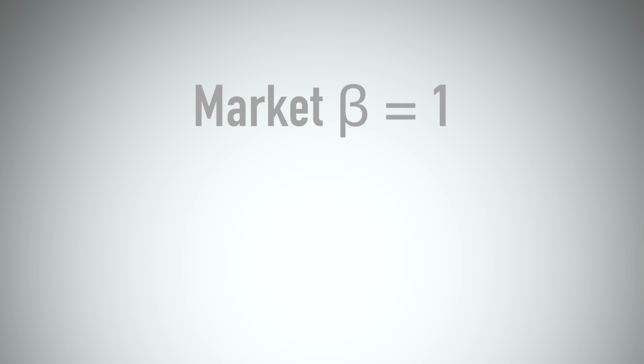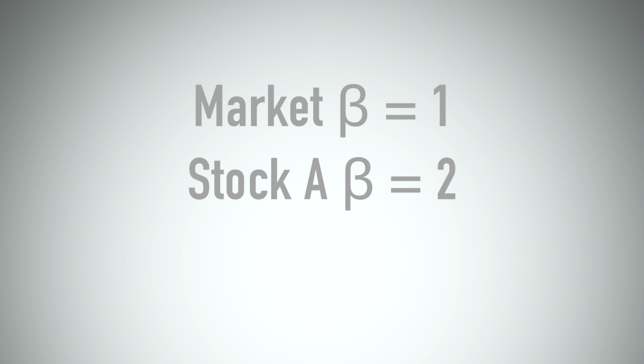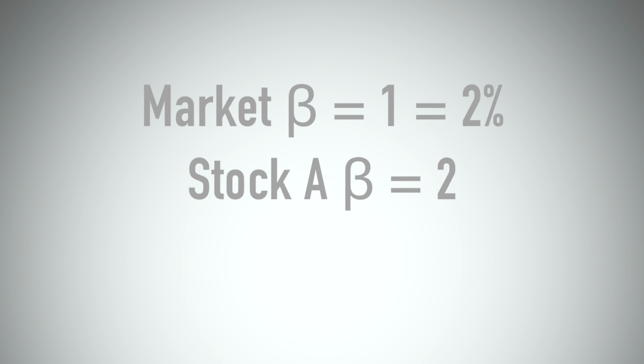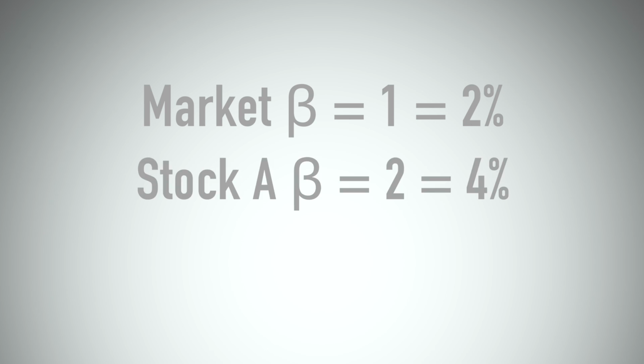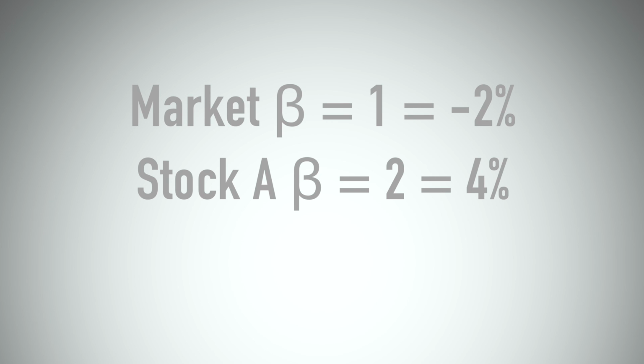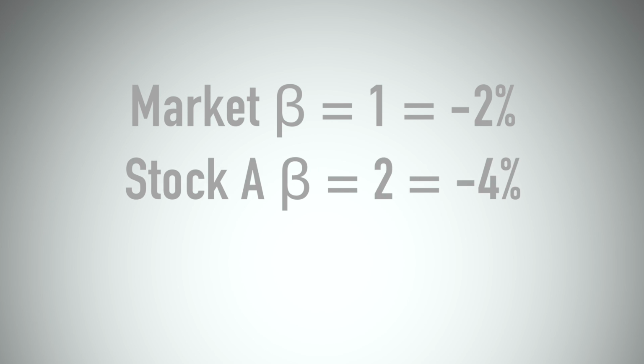For example, if stock A has a beta of 2, then on average, its price swings are twice that of the market. If the market goes up 2%, stock A would on average go up 4%. If the market goes down 2%, then stock A would on average go down by 4%. The degree of volatility in a stock is what many define as risk of a stock.